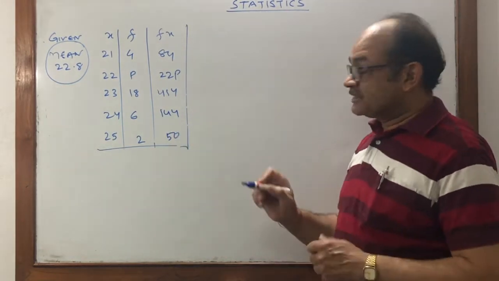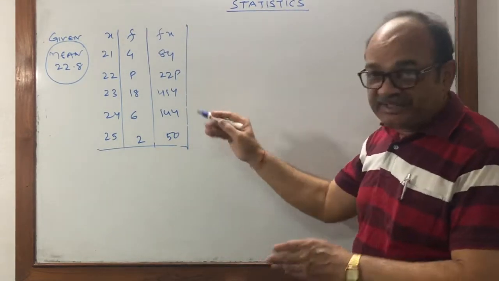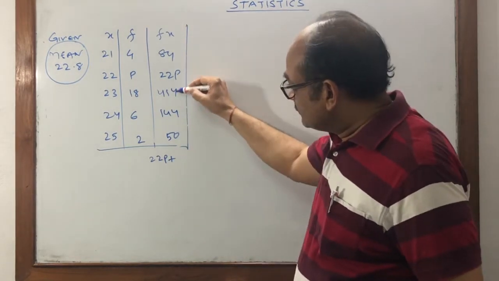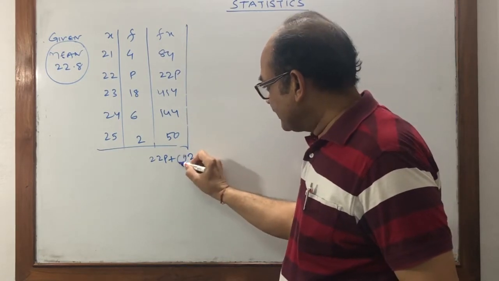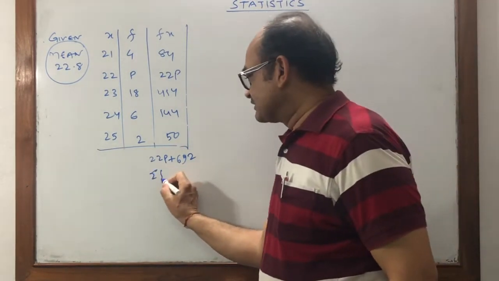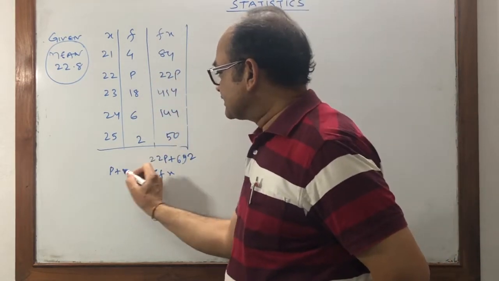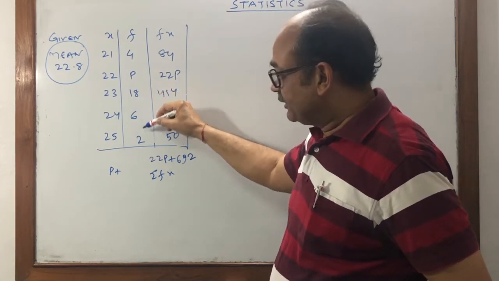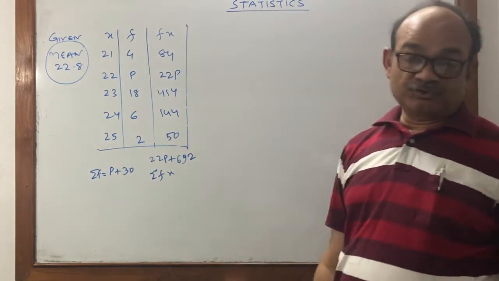Now add all these. But remember, don't add 22p with numbers because 22p is totally different. So here we write 22p plus 692. This is sigma fx. Now what about sigma f? Again, sigma f is p plus 4 and 8, 22, 22 and 6, 28, 30. This is sigma f. Now you know the formula.